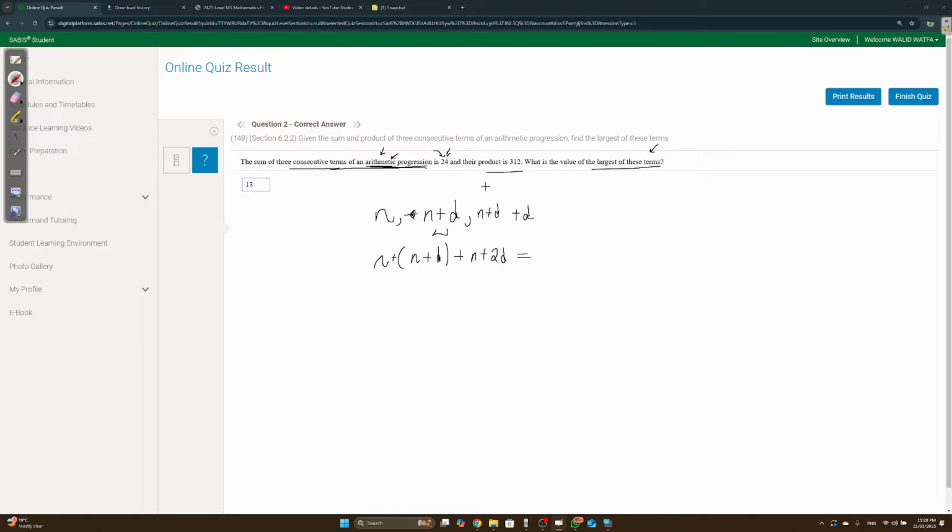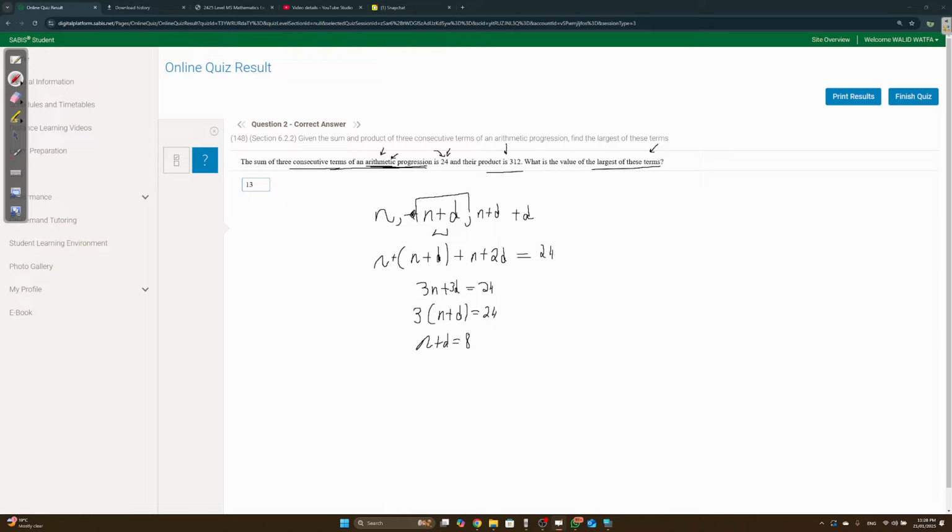Equals how much is the sum they said? 24. Let's simplify this a bit. We have a lot of n's and d's. You're going to get 3n plus 3d is equal to 24. You can factor out 3. Divide by 3 on both sides. You're going to get n plus d is equal to 8. So we actually figured out what this number over here is.